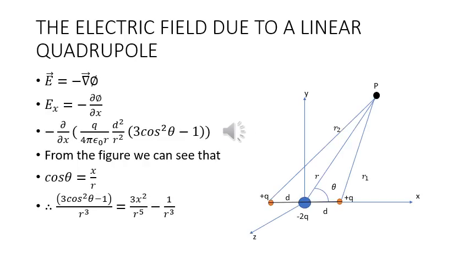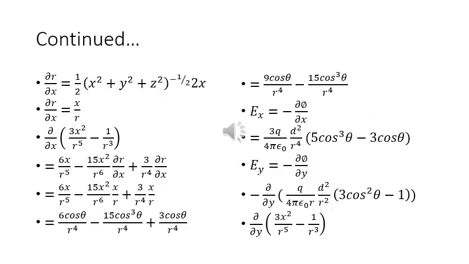E is equal to minus grad phi. So, Ex is equal to minus del phi by del x, which is equal to minus del by del x of q by 4 pi epsilon naught d square (3 cos square theta minus 1) upon r cubed. From the figure, we can see that cos theta is equal to x upon r. Therefore, (3 cos square theta minus 1) upon r cubed is going to be equal to 3x square by r to the power of 5 minus 1 upon r cubed. Now, del r by del x is equal to half (x square plus y square plus z square) raised to the power minus half into 2x. Therefore, del r by del x is simply equal to x upon r.